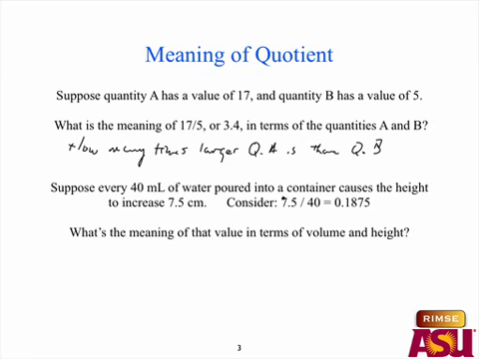Okay? So what about in terms of volume and height? We can talk about it in terms of volume and height. Yes, sir? The units would be centimeters per milliliter. Okay, it's saying for every milliliter, how many centimeters the water is rising. So 0.1875 centimeters per milliliter, centimeters of rise for every milliliter added.